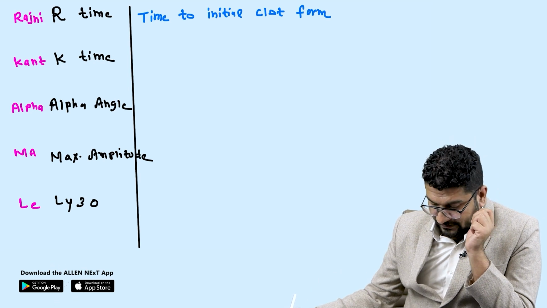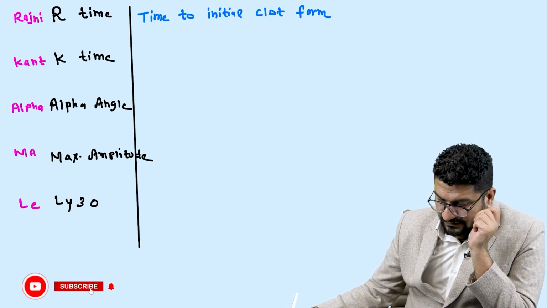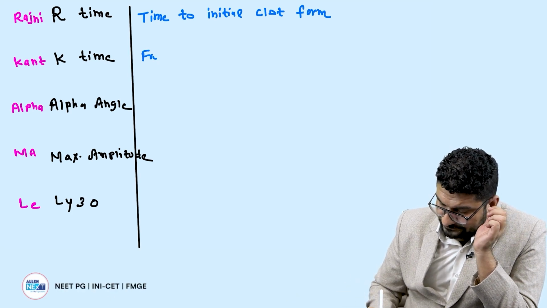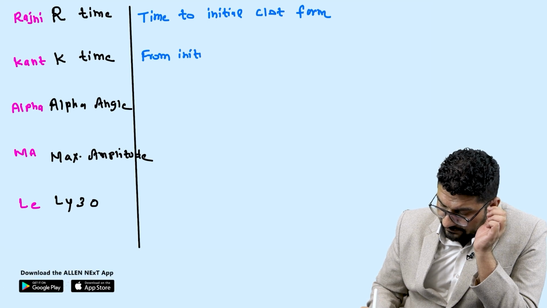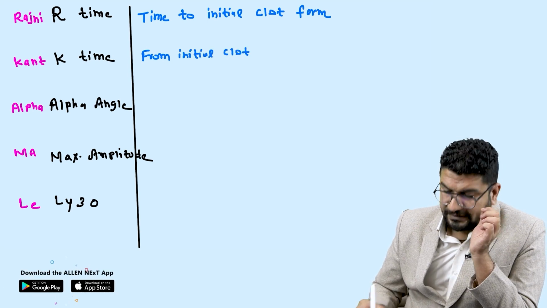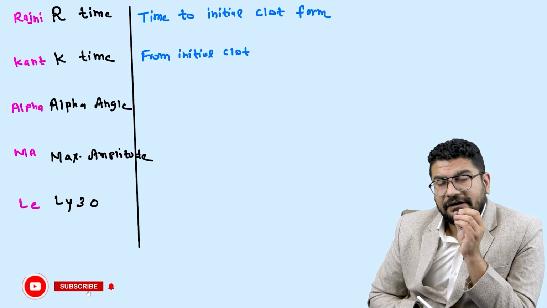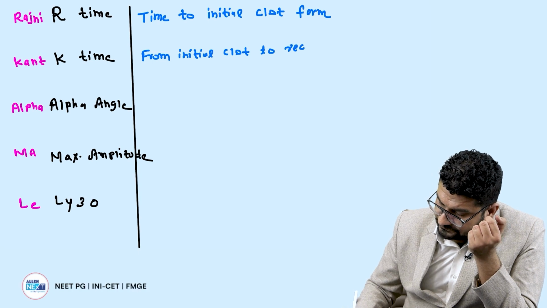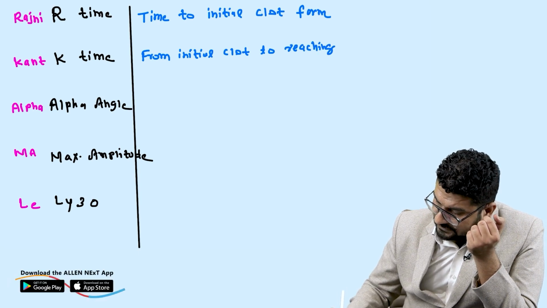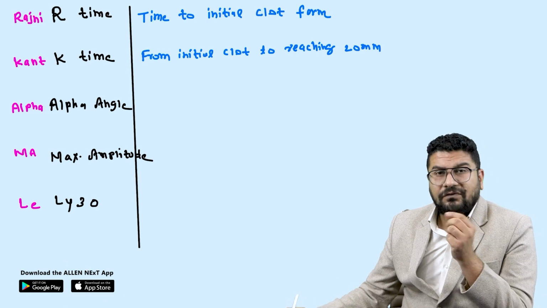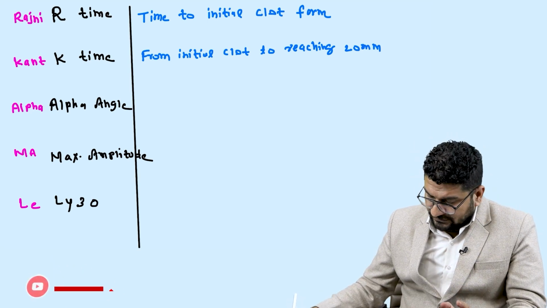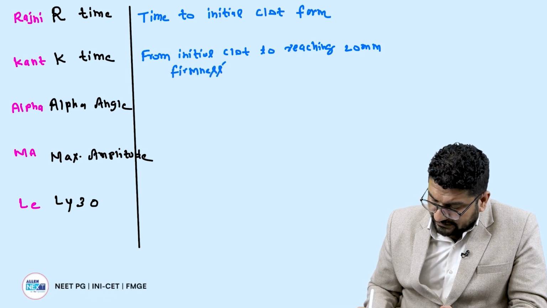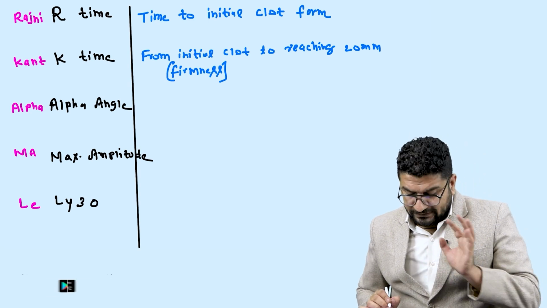K is called K time, or I can say this is the time from initial clot until that clot reaches a certain level of firmness. Initial clot to reaching 20 mm of firmness, or 20 mm of amplitude. So basically this is telling you about firmness. मीन्स एक पर्टिकुलर लेवल की फर्मनेस और स्ट्रेंथ उस क्लॉट में आ जाती है, उसको बोलते हैं के टाइम.